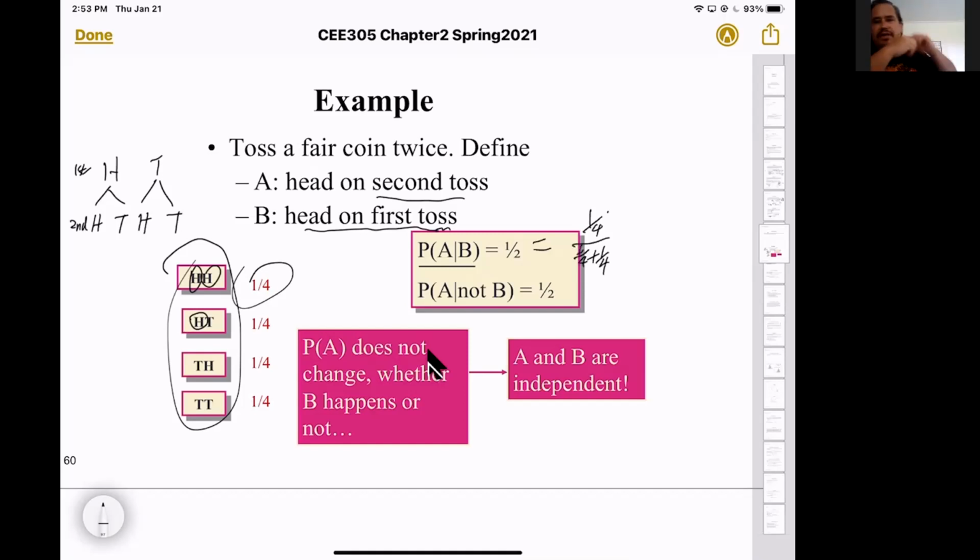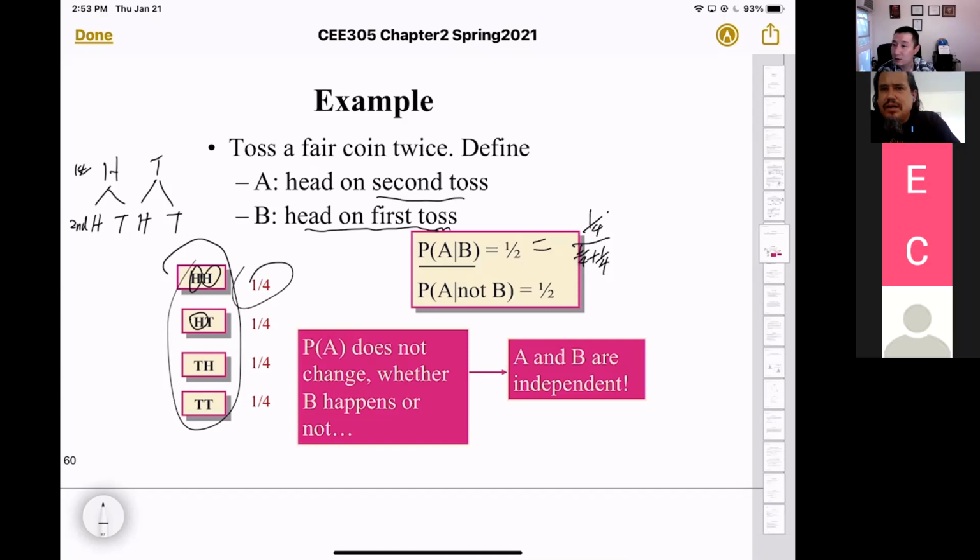Professor, I'm trying to understand the notation in that box that you're sketching. There's a P, and then there's an A, and there's a straight vertical line. What does that vertical line represent again? The vertical line means given the condition. Oh, okay. Given the condition of B, what is the probability of A?